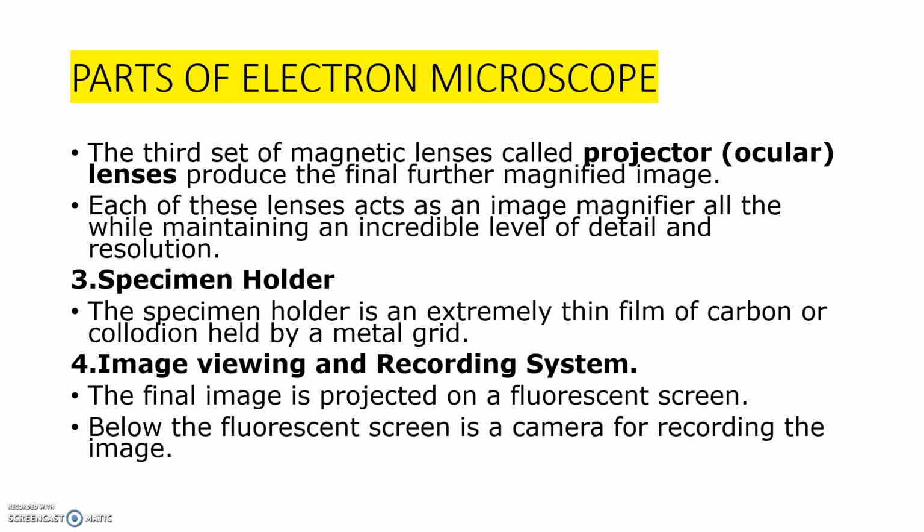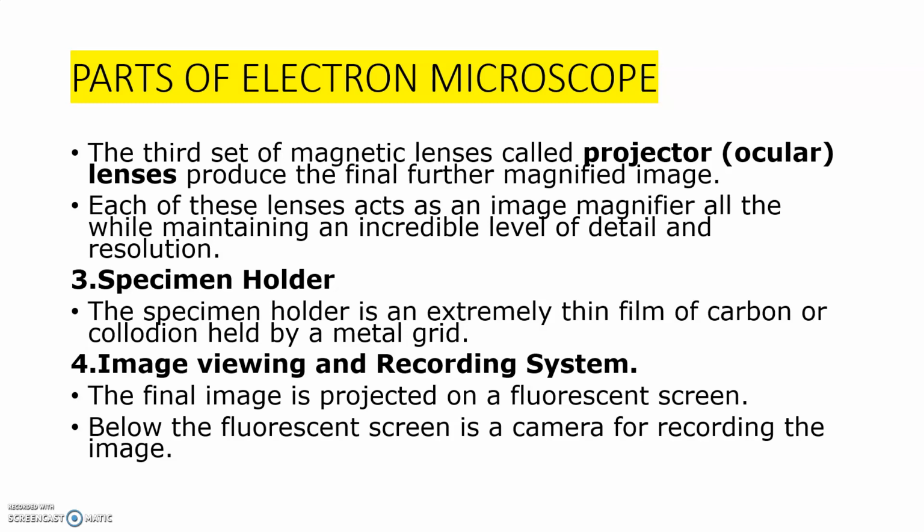Then the third set of magnetic lens are projector lens or ocular lens, which produce the final further magnified image. Each of these lens act as an image magnifier. So the image can be more magnified using these three types of lens, all the while maintaining an incredible level of detailed information and also detailed resolution of the image.